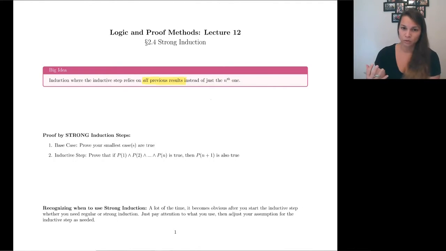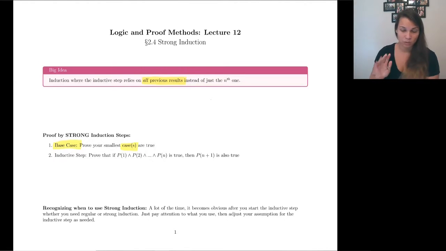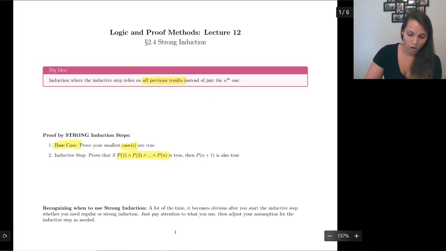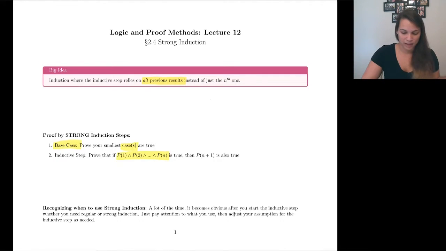So when we do our steps for strong induction, we're still going to do our base case. We may or may not have multiple base cases. We will have an example. And then we have our inductive step, but instead of just saying assume n is true, we're going to assume it's always true for P1, P2, P3, all of them were true. And then we're going to use that to get that Pn plus 1 is also true.